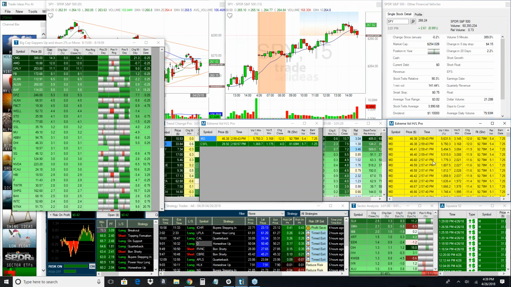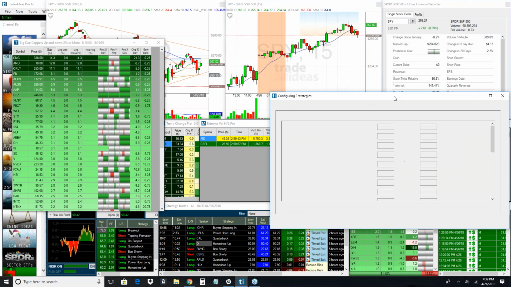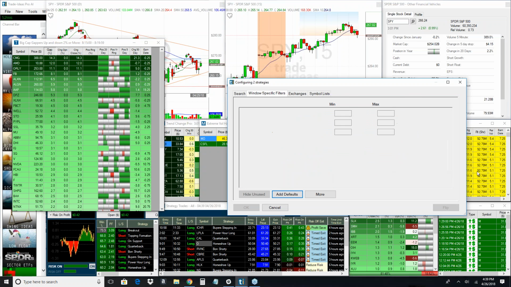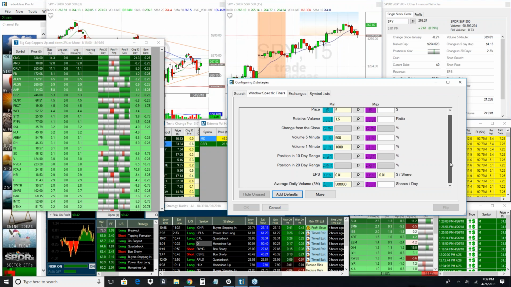Now, in case you've forgotten, or maybe you haven't even seen this, my Extreme Volume High-Low Pro, I'm going to go into Configure All, and we're going to take a look at the settings of both of these strategies. There's two strategies in here. We're going to take a look at what both of them have in common as far as the filters go. I'm looking for stocks over $5, and relative volume, looking for huge volume in both the 5-minute and 1-minute. This is just a formula to assure that anything that comes through here does report earnings, so you're not going to get any ETFs in here. And then I have a volume filter of 500,000 shares a day.